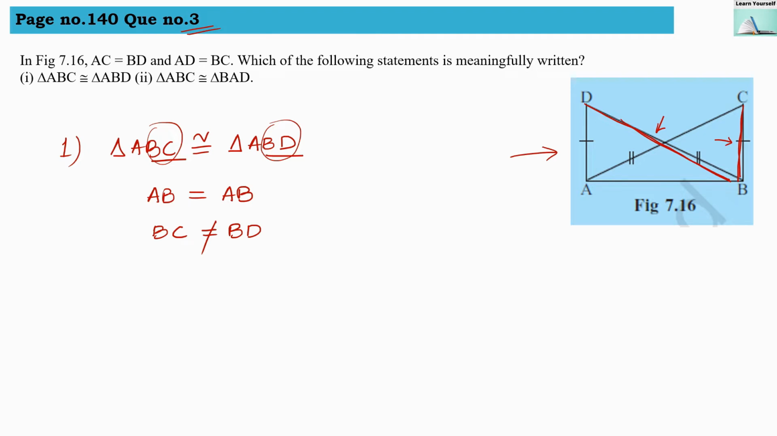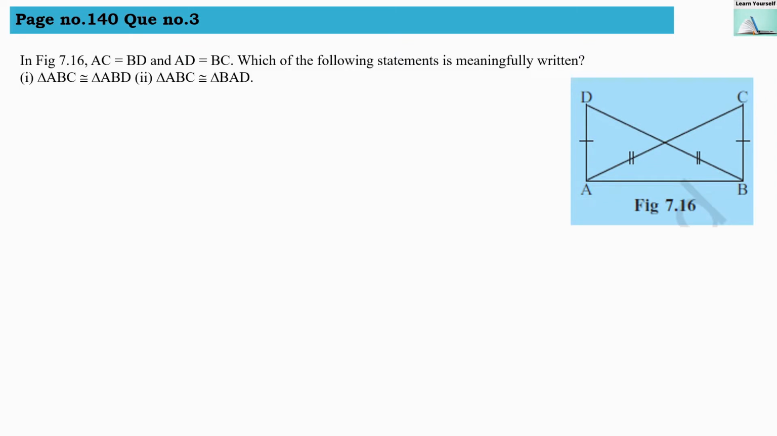Now let us check the third congruency. As per the name, this congruency is AC is equal to AD. Now let us check in the figure. So AC is this side and AD is this side. So these two sides are not equal again. So this statement is not meaningful, as it is not proving the complete congruency.